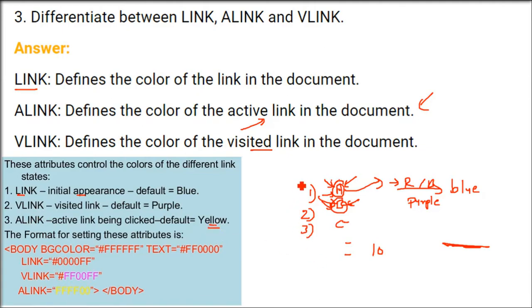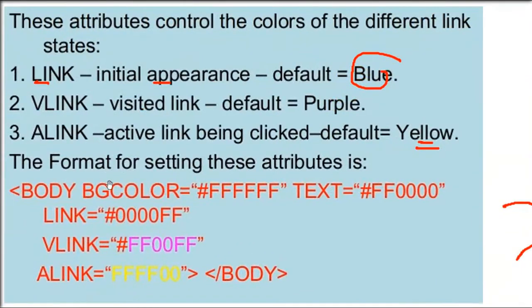So these are different colors, and the important thing is, when you take the mouse, it has to be active link. Okay, so present is active link. V link is the past, visited link is the past, you already visited it, and link is already there, you have not visited it, it's there.